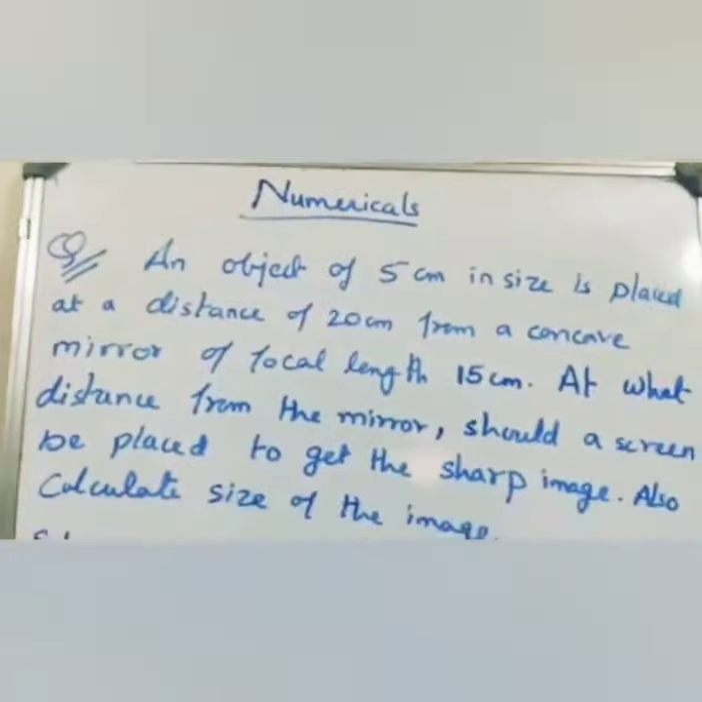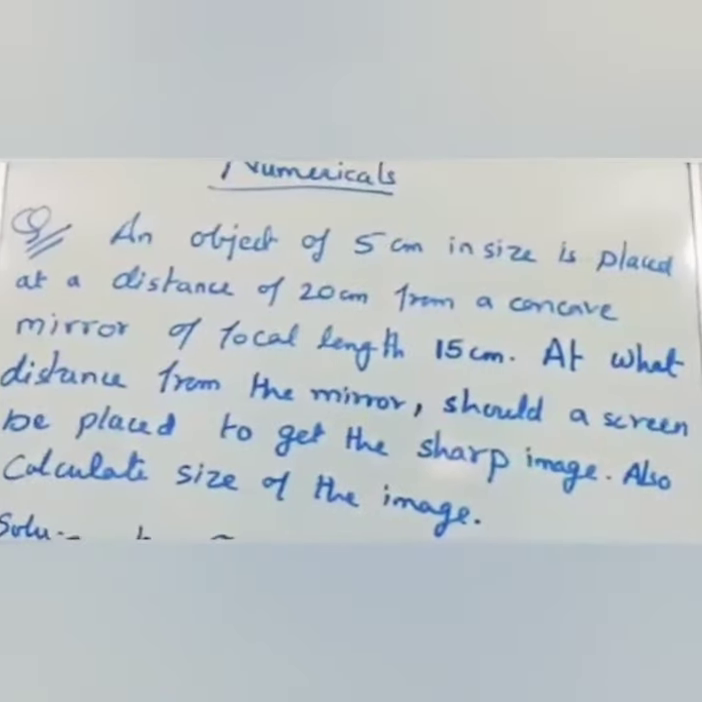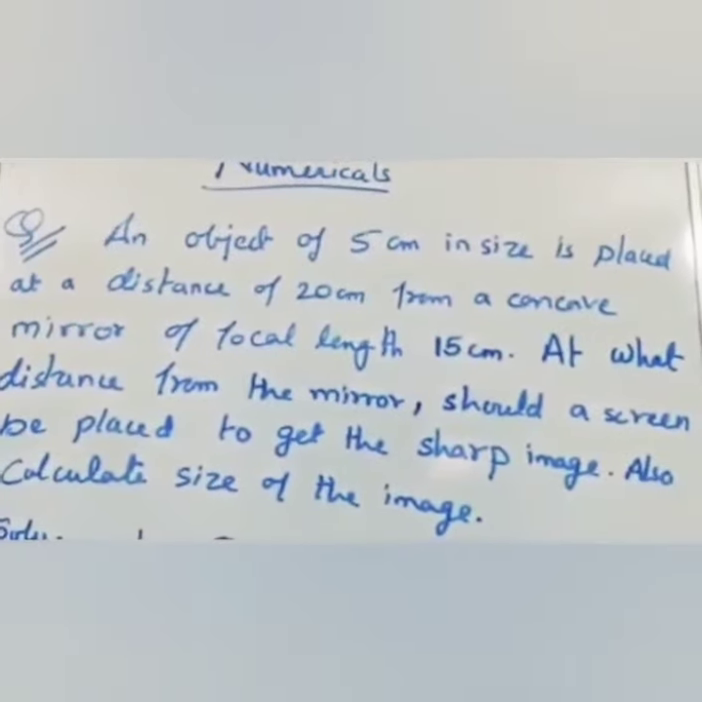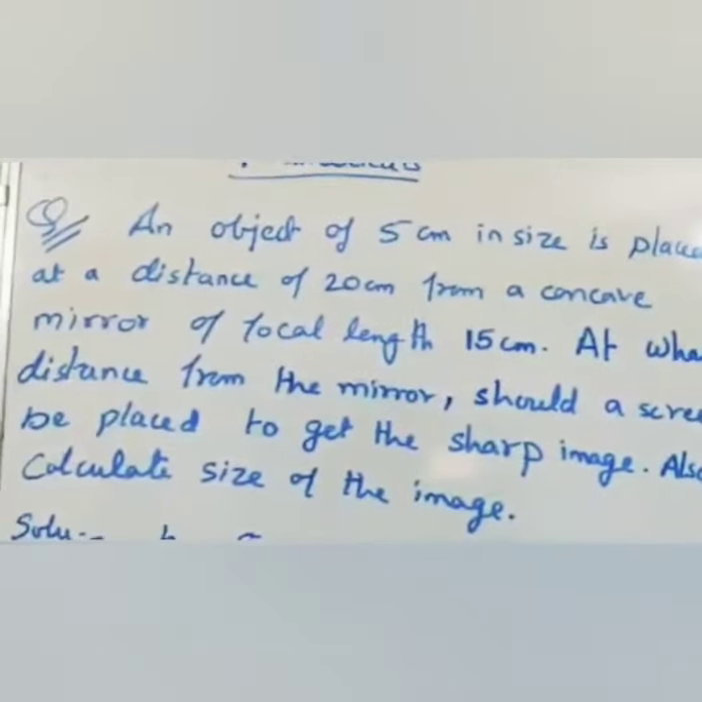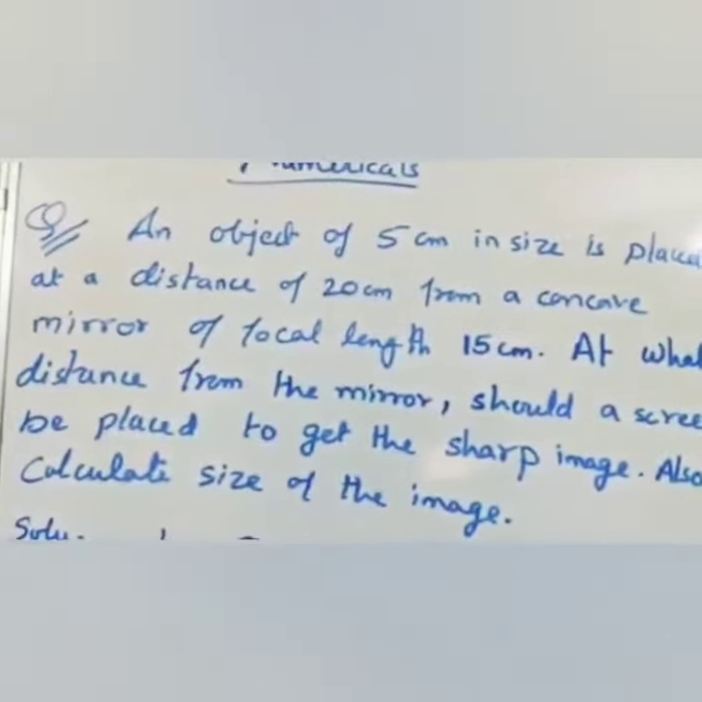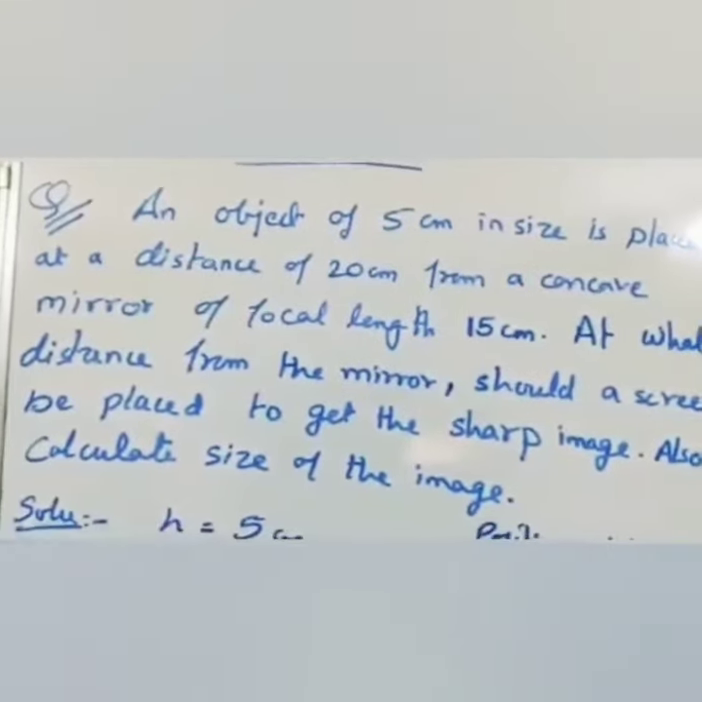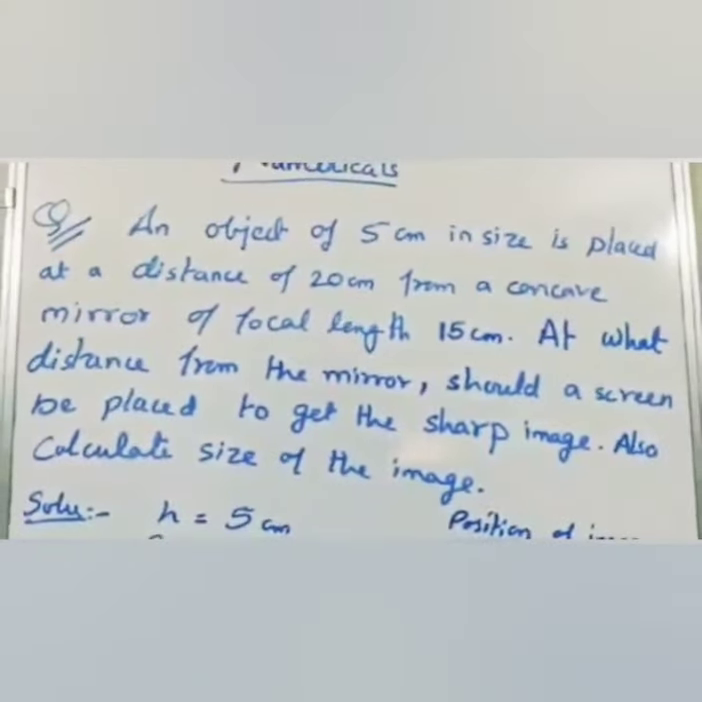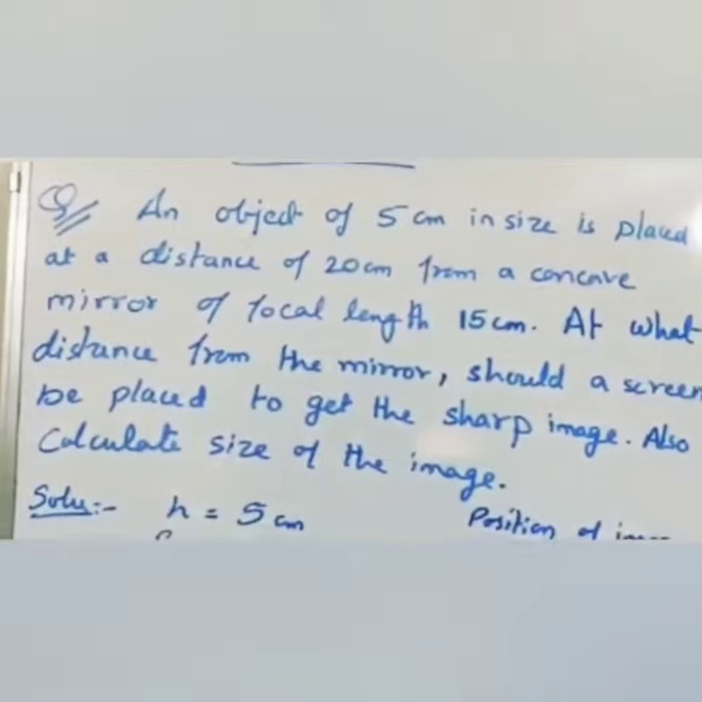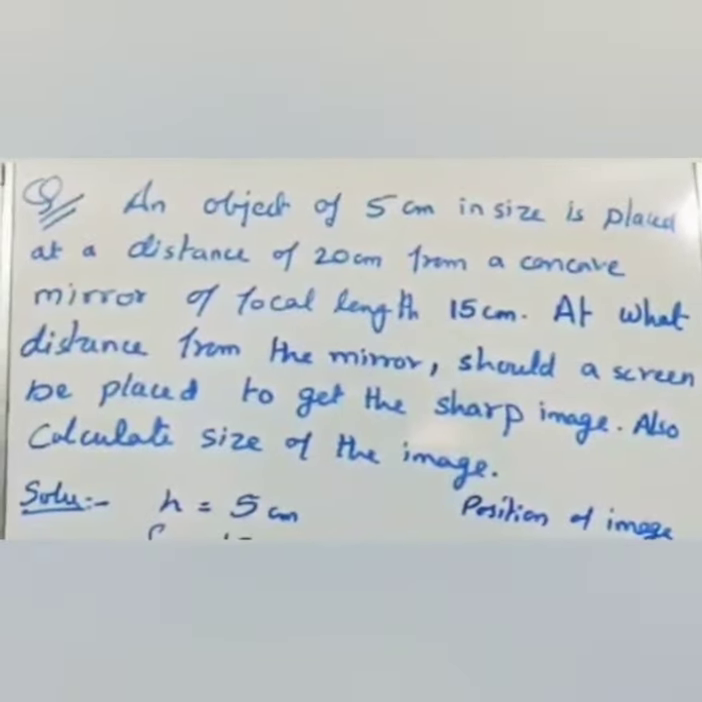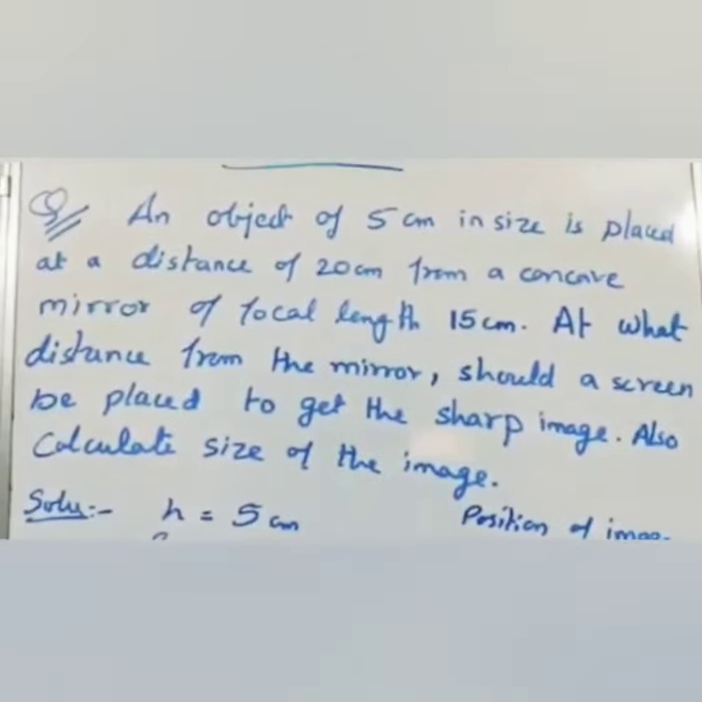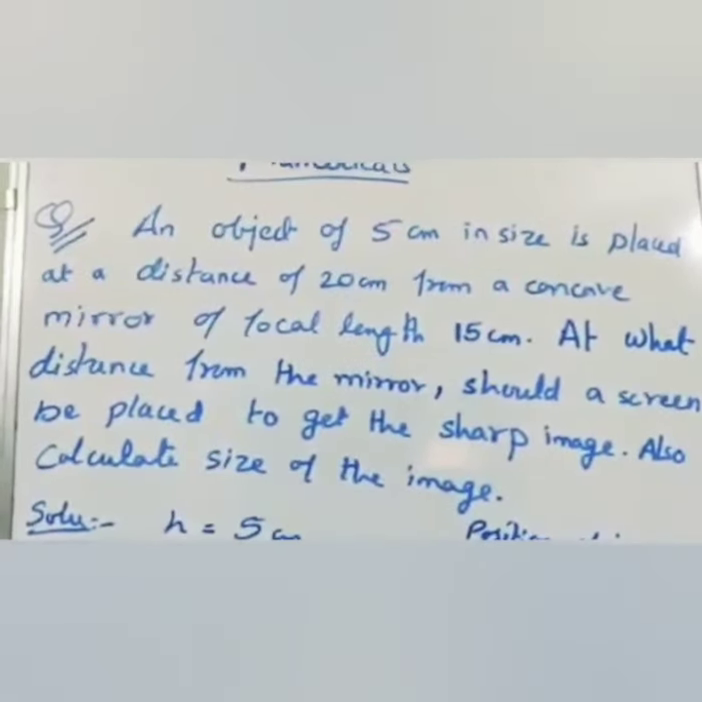So our next question is, an object of 5 centimeter in size is placed at a distance of 20 centimeter from a concave mirror of focal length 15 centimeter. At what distance from the mirror should a screen be placed to get the sharp image? Also calculate the size of the image. This is your question. See what are the given.